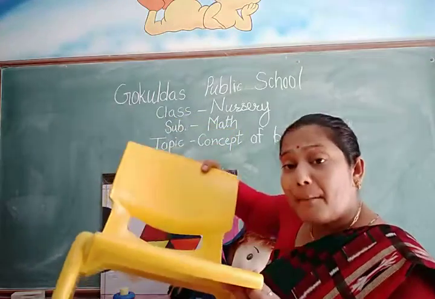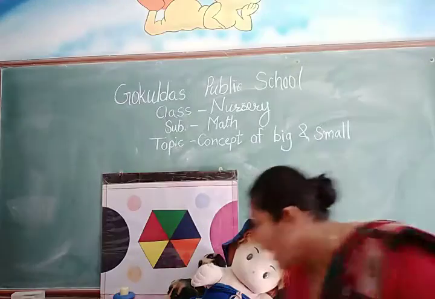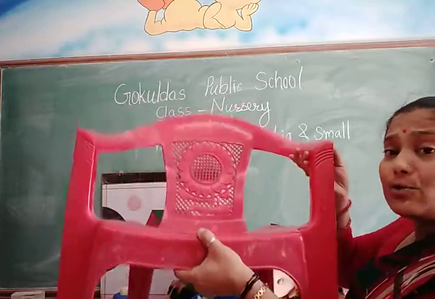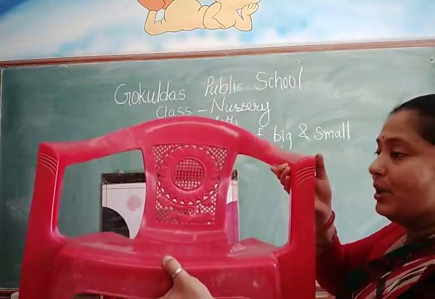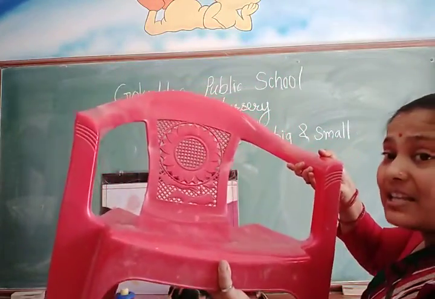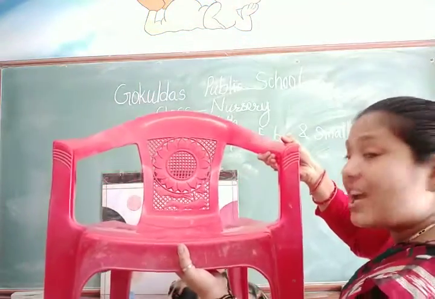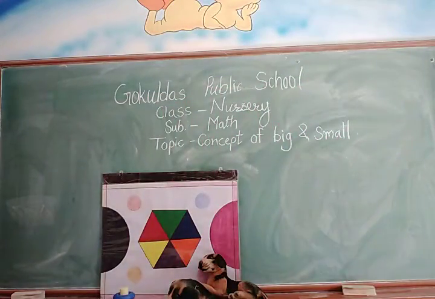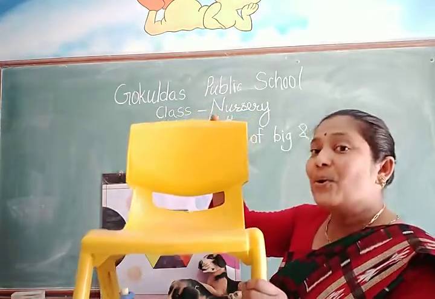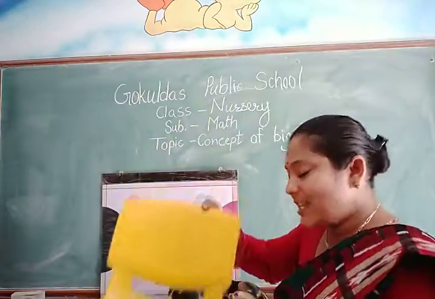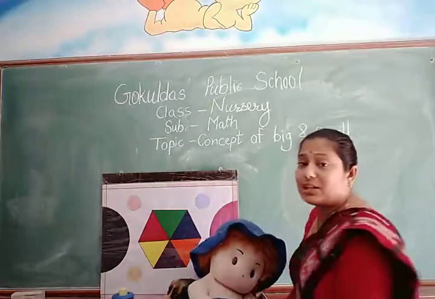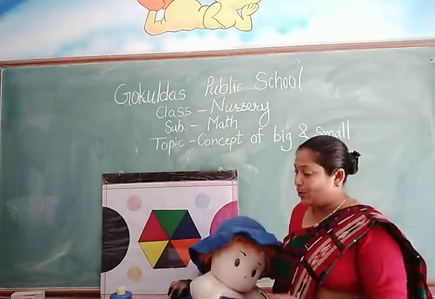And your mama, papa, dada, dadi, uncle, auntie, they are using big chair. So these persons are big. Yes, this chair is big chair. And this is a small chair. Now you learn what is big and what is small. Once again we repeat.